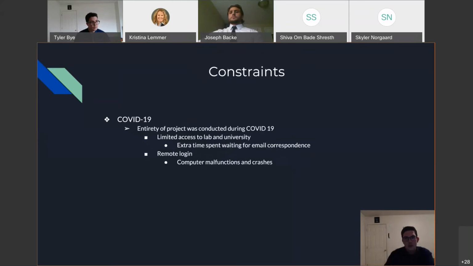The largest constraint that we had during this project was that it was conducted entirely in the midst of COVID-19. As everyone knows, everything takes as long as it does when you're working remotely. We had limited access to the lab at the university, which meant that we spent extra time waiting for email correspondence from people within the lab for parameters on things such as controllers or the dimensions of the vacuum chamber.